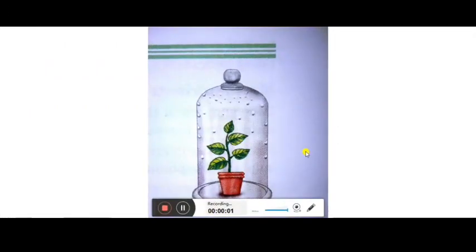Now children, this is the last activity, to demonstrate transpiration in plants. You have to take a well-watered potted plant having broad leaves. Then we cover it with polythene, and then with a bell jar, and this is sealed with Vaseline. Then this setup is kept for 1 hour in the sunlight.